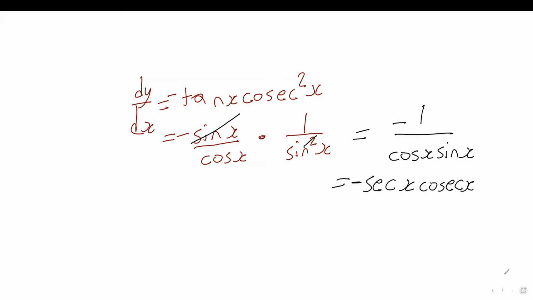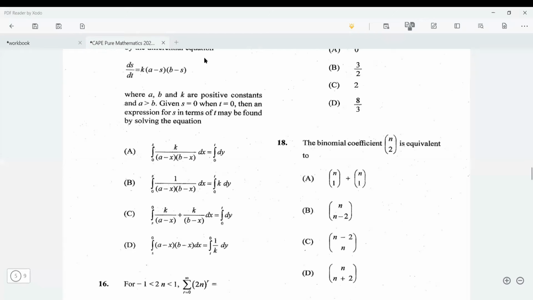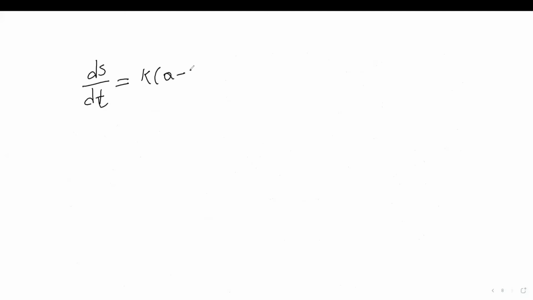Okay. So around here we have ds by dt is equal to, let me look back at what the equation is. ds by dt is k times (a minus s) times (b minus s). So we need the s then on one side. So we can divide both sides by (a minus s) times (b minus s).